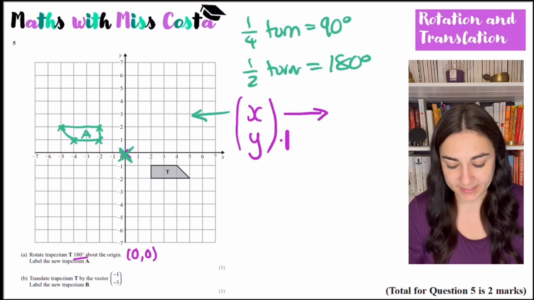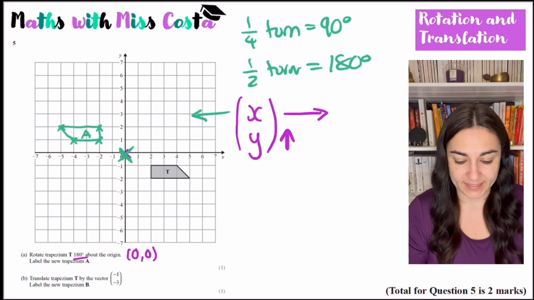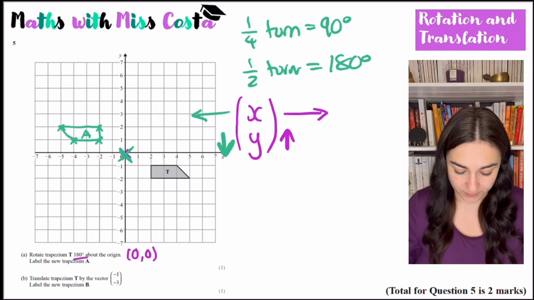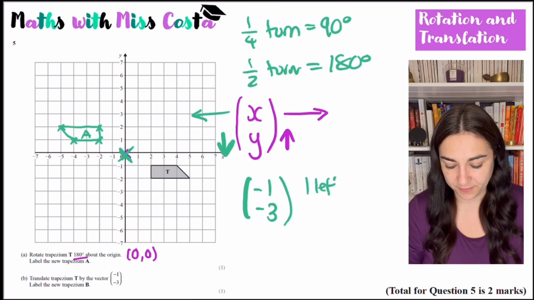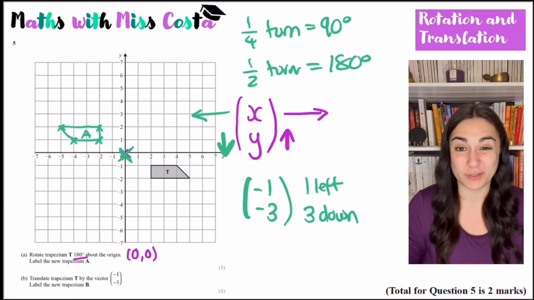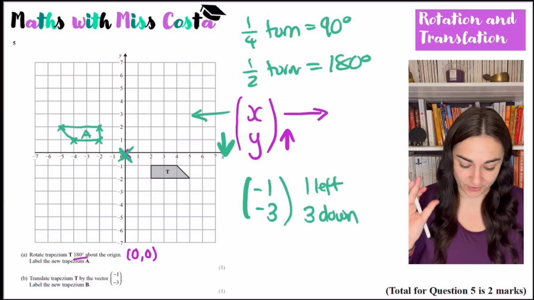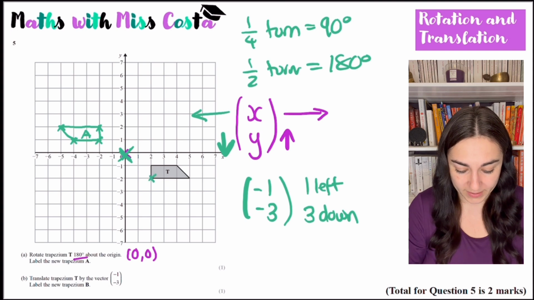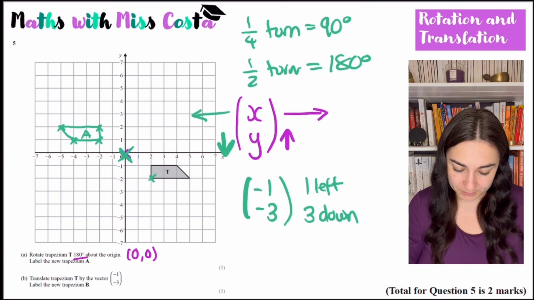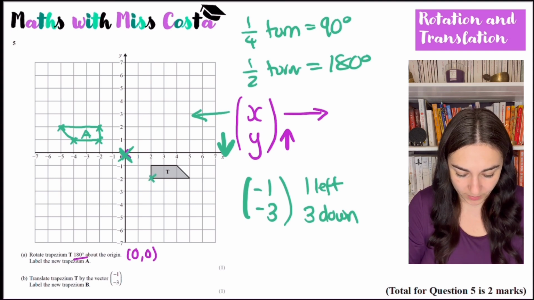And if it's a positive y, it's going to go up. And if it's a negative y, it's going to go down. So I've been given the instruction -1, -3. So I know it's going to go 1 to the left and 3 down. So sometimes helpful to just write the instructions out so that you don't just get confused in the exam flurry. So pick 1 point on your trapezium and I'm going to translate it 1 to the left and 3 down.